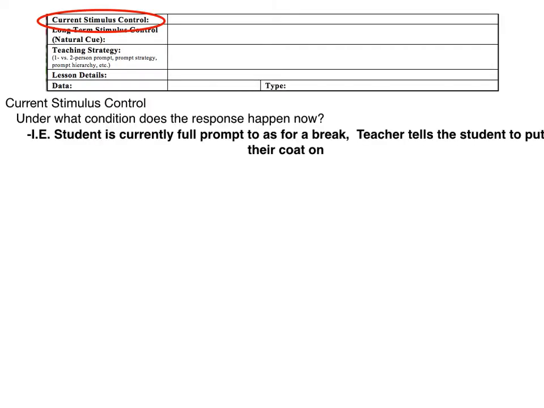Next is the current stimulus control. This is under what condition does the response happen now? So going back to our break example, you could write that currently the student is fully prompted to ask for a break. A different example would be a student putting on their coat. Right now, the student does not do it independently, and the teacher needs to tell the student when to put on their coat.